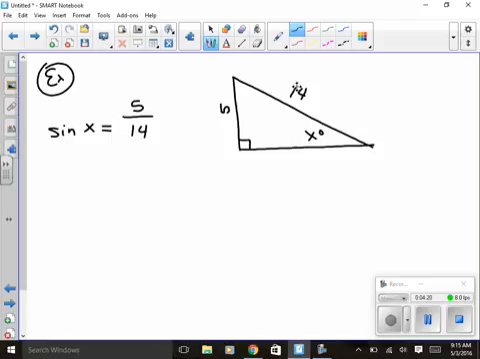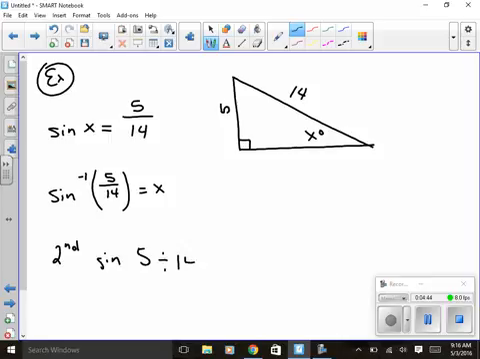So in order to find our degree, we need to take the inverse. So it'll look like sine to the power of -1, 5 over 14 equals x. So we switch the x and the 5 over 14, put a -1. Now how do you get this? So you hit second sine and then type in 5 divided by 14, enter. Okay, so those are the calculator steps there.